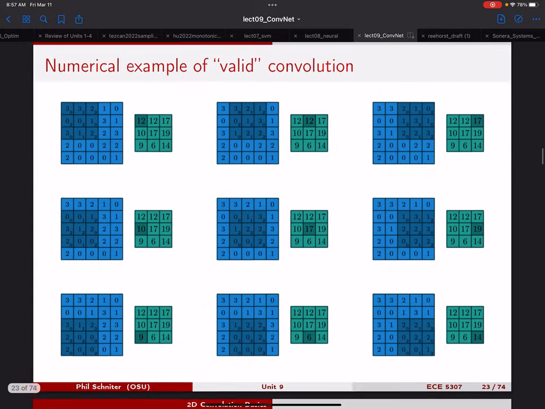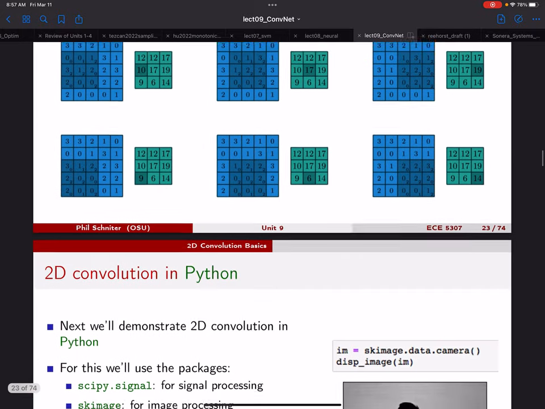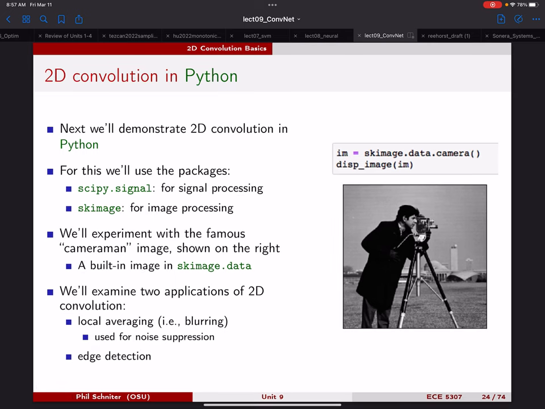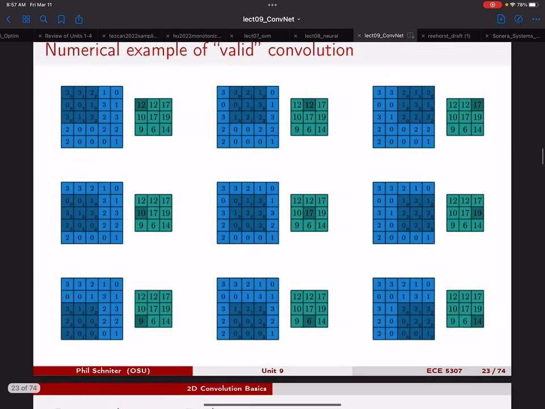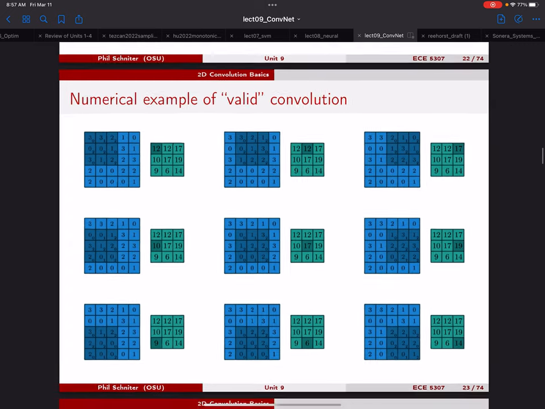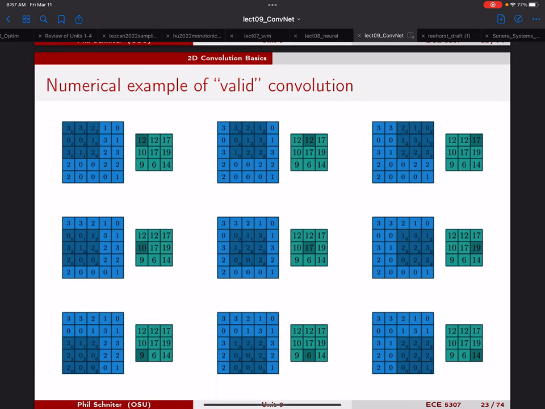So I think that's probably a good time to stop. What we'll do next time is we'll actually look at the effect of convolution on a real image, and we'll try different kernels, and we'll see how to implement all this in Python. But I think this is a good time to stop now. I think you understand the main points behind convolution. Are there any questions about anything?